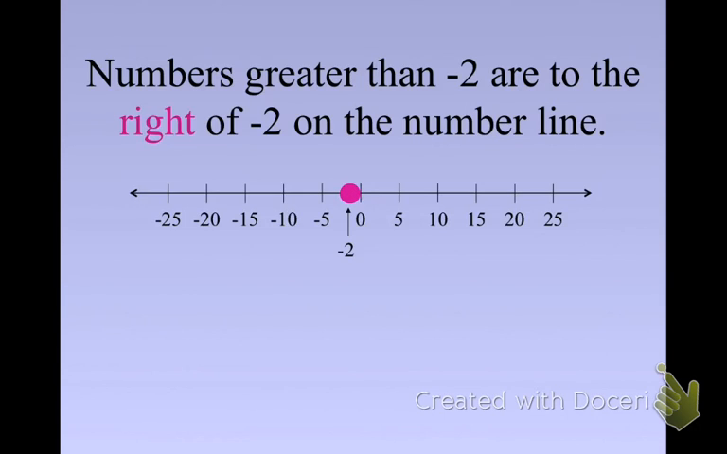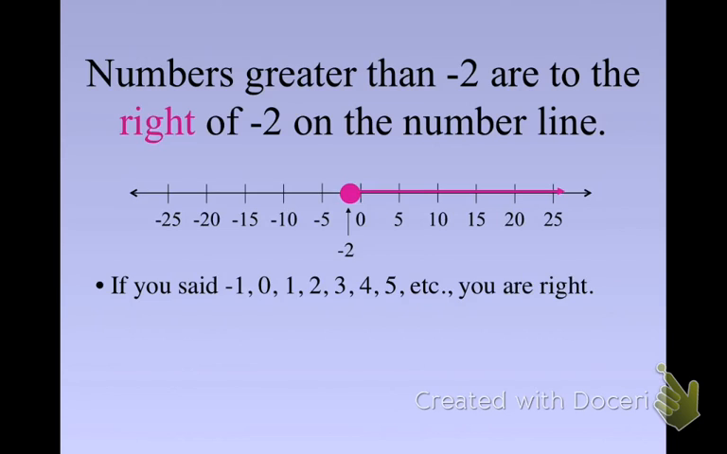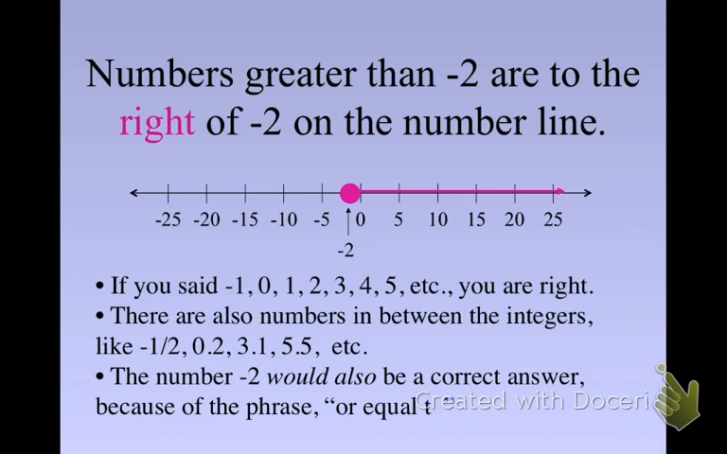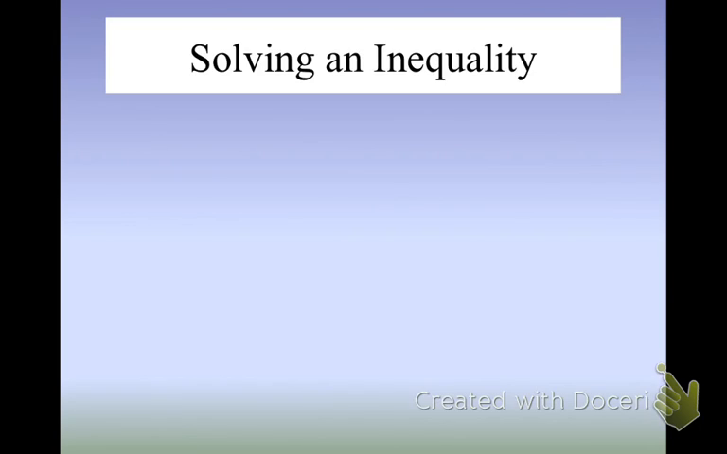We would use a solid or closed circle and point to all the numbers to the right of -2. So these are all right, all these numbers, and all the numbers in between. The number -2 would also be a correct answer because of the phrase "or equal to," and that's why it's a closed circle, to show that it's contained as part of the solution.